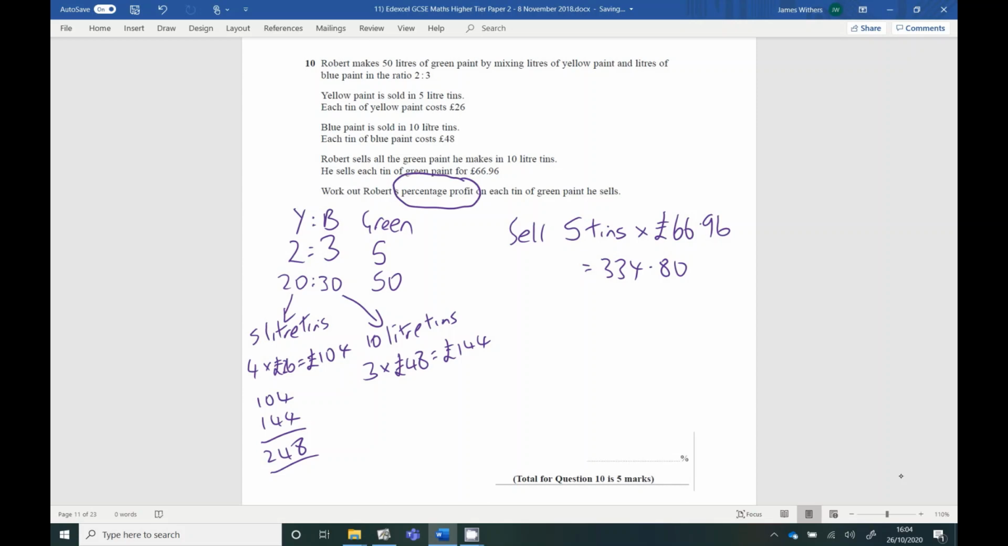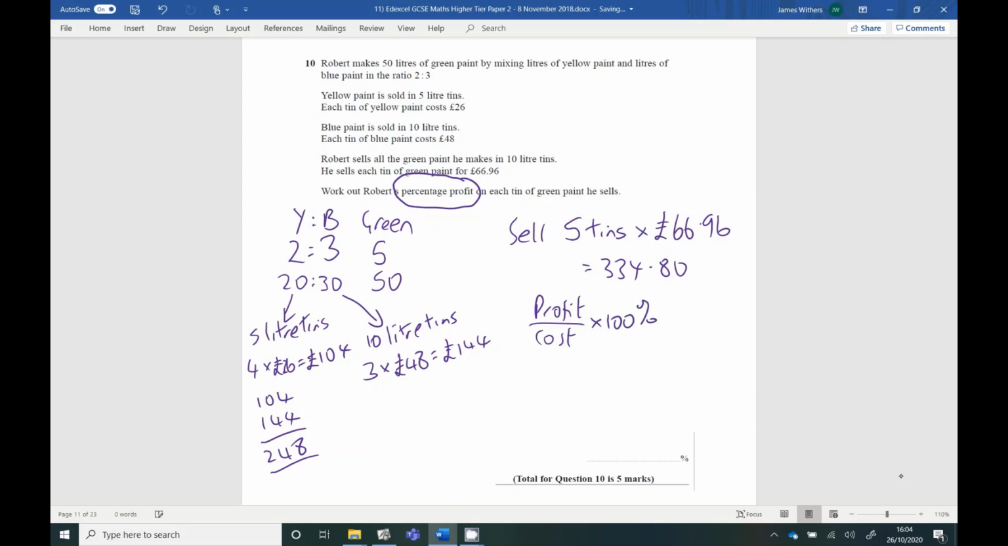Now, to work out a percentage profit, it says on each tin of green paint, but it's a percentage profit, so we can just work it out on all 5 tins. It's the same percentage. So to work out a percentage profit, it's the actual profit you make divided by the original cost, and then you multiply that by 100 to turn it into a percentage.